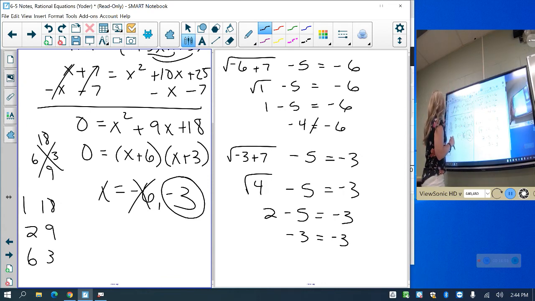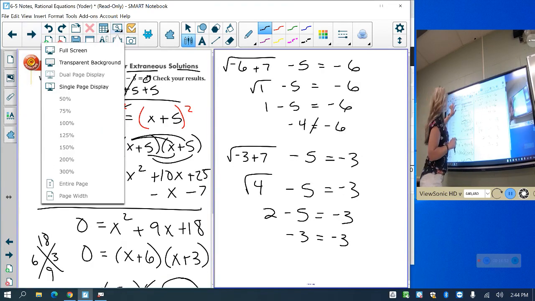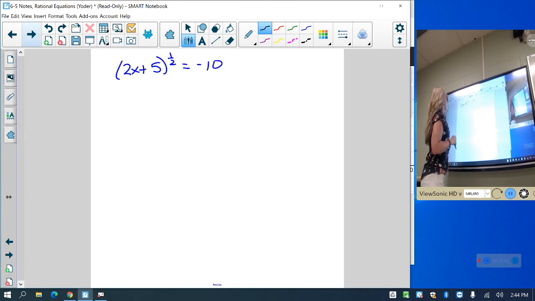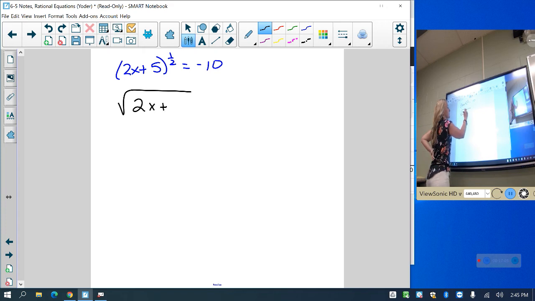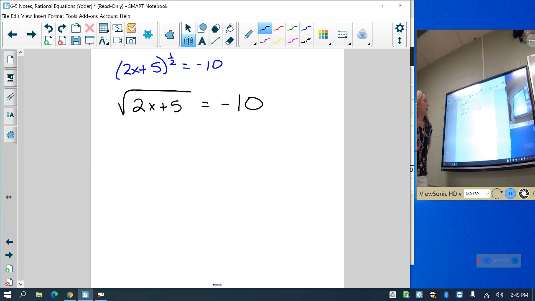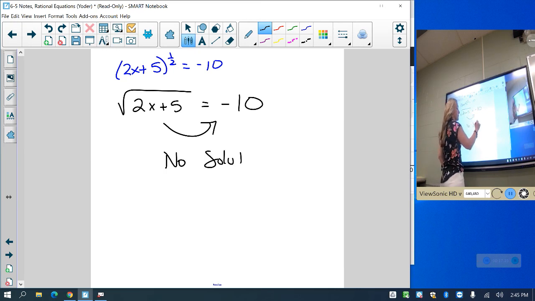Now the final example that I want to show you for sure is something that looks like this. All right, we have 2x plus 5 to the 1/2. Now, be careful when you solve these because this is technically the square root of 2x plus 5 equals -10. Is it possible to have a negative answer when you find the square root? What negative number squared is going to give me an answer? There is none. So when you have something that looks like this, there is no solution. Don't solve it. This is not possible. So make sure you pay attention.